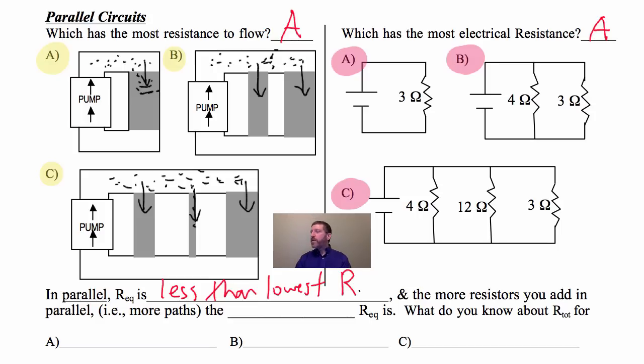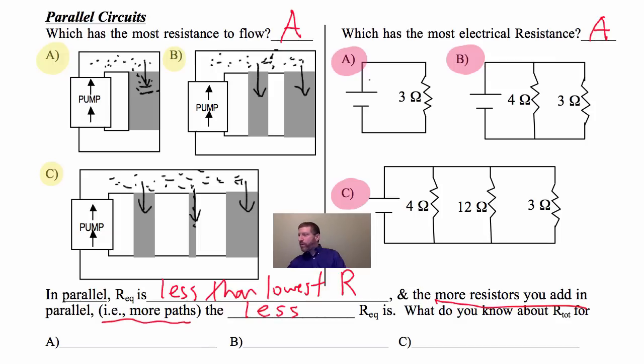So whatever the lowest resistance in parallel is, the equivalent resistance has to be less than that. So all these have to be less than 3. The more resistors you add in parallel, i.e. you're just adding more paths, the less that R equivalent is. So what do we know about R equivalent for these circuits right here?